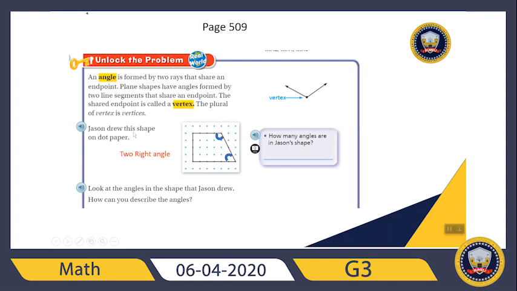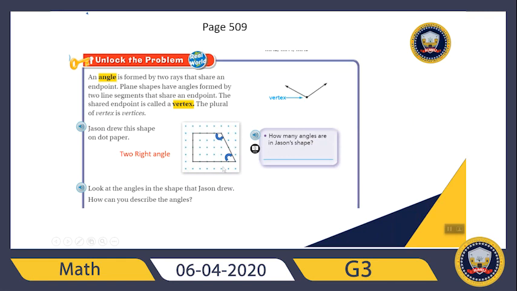Well, let's unlock this problem. Jason drew this shape on dot paper. Here is a paper and Jason is drawing this shape. As you can see, we have 4 segments and 4 sharing points, which are vertices. So this shape has 4 vertices. Let's begin with this: how many angles are in Jason's shape? How many angles can you see?